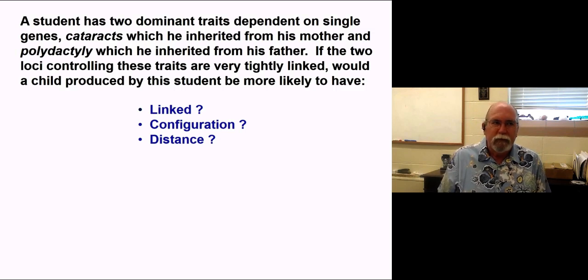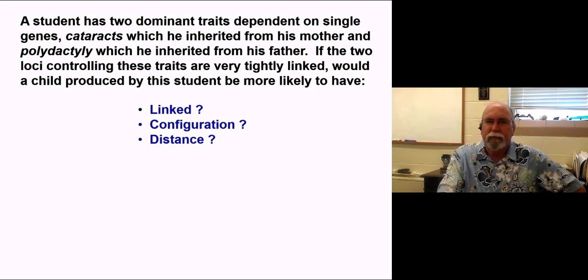A student has two dominant traits here. Two dominant traits depend on a single gene. There's cataracts, which he inherits from his mother, which is dominant. Cataracts is dominant over lack of cataracts. So it's an eye condition where we get proteins in the eyes and eventually it affects our vision.